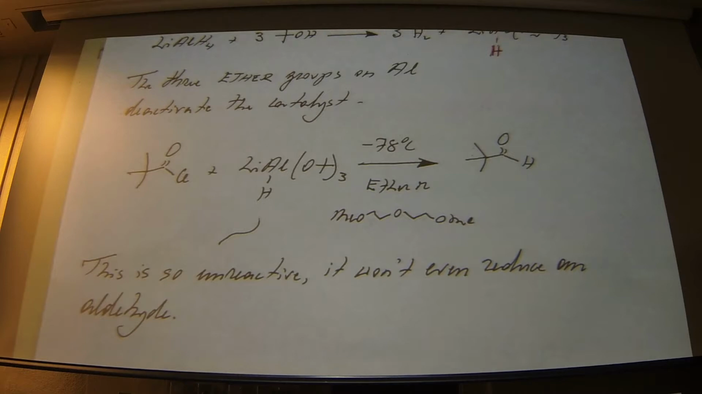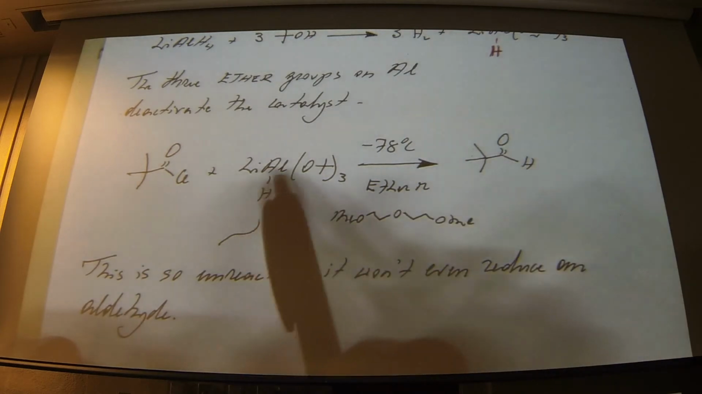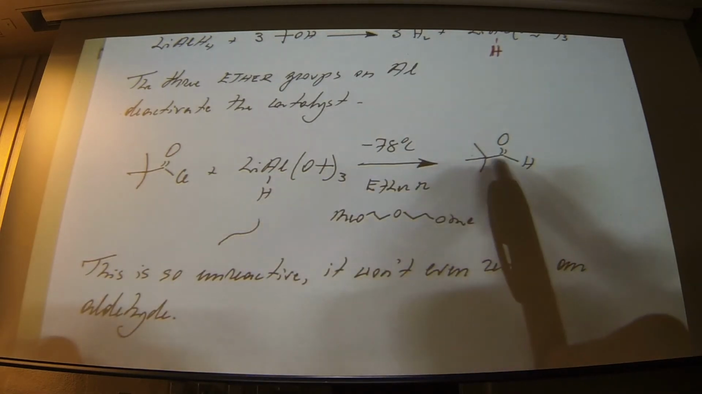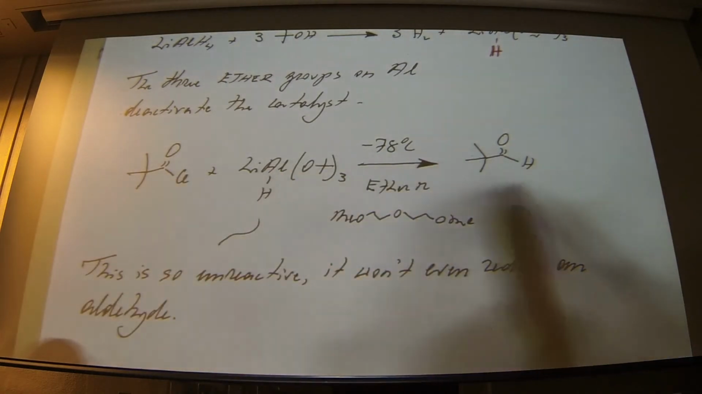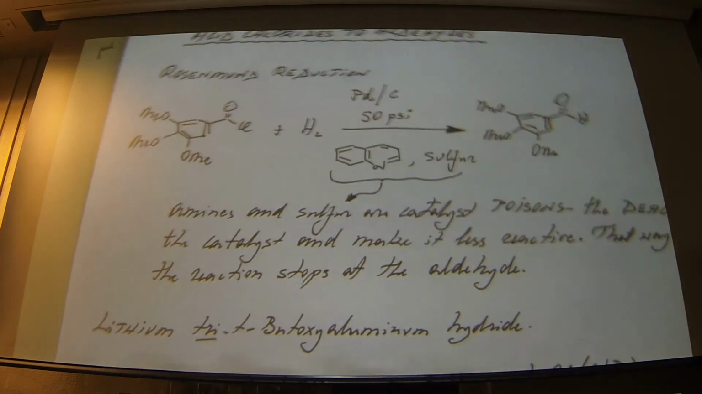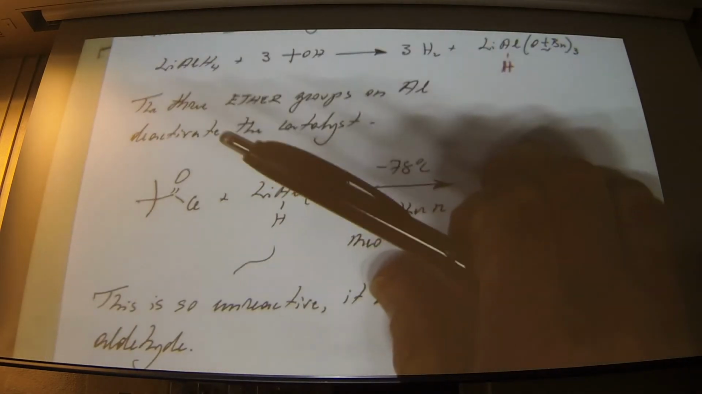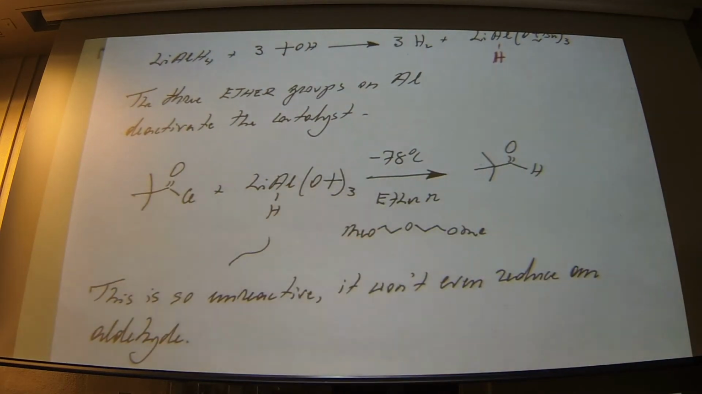And so you can actually take this stuff with an acid chloride and it will stop right there. It stops here because this is just not reactive enough to take this down to the alcohol. So this is another way to go from the acid chloride to the aldehyde. One way is with the Rosenmund reduction, this poisoned palladium catalyst. The other way is with the very hindered, unreactive lithium tri-t-butoxy aluminum hydride.